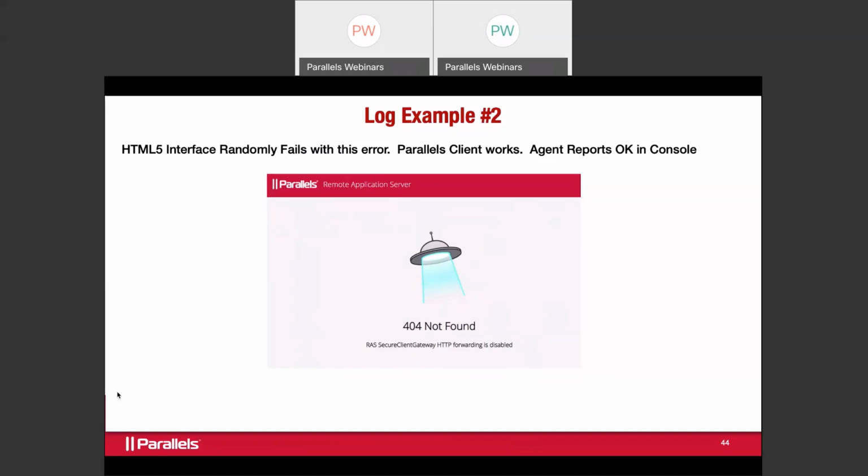But I hadn't done that, right? It was still at the defaults. It's an internal lab. I wasn't going through anything too funky. But I was getting this where sometimes it would work and sometimes it wouldn't. And the agents all reported okay in the console.